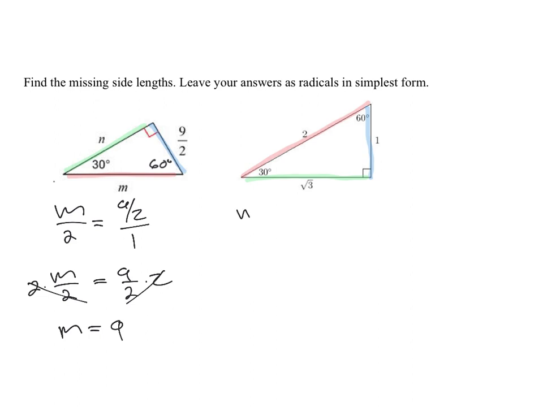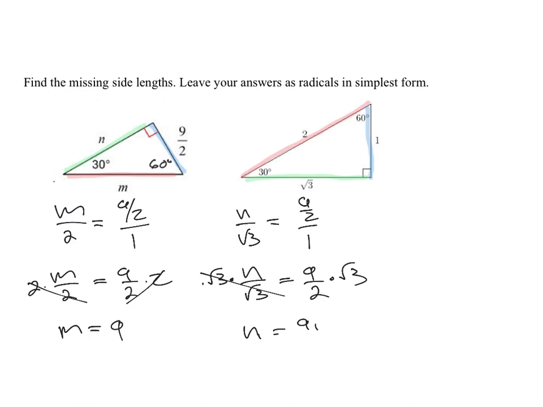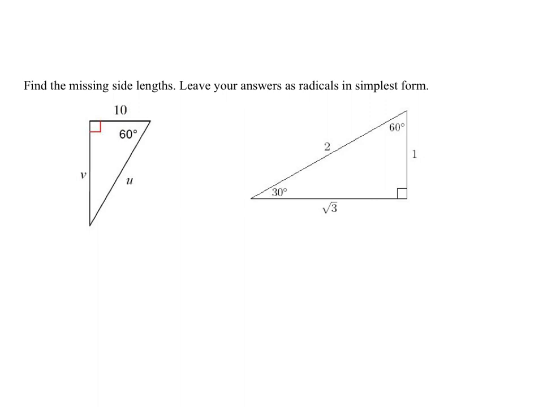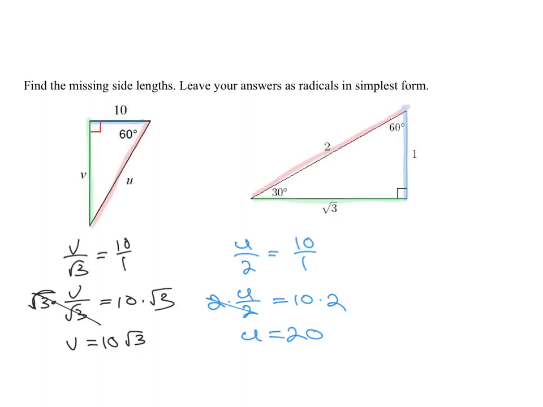So we have n over root 3, and that's going to equal 9 over 2 over 1. If I simplify that right side, then we again have n over root 3 is equal to 9 over 2. And then I can finish solving for n by multiplying by root 3 on both sides. And we get n is equal to 9 root 3 over 2 is our final answer. All right, your turn here. Go ahead and set up some ratios to help you solve for your missing variables v and u using the 30, 60, 90 triangles. All right, let's see how you did.